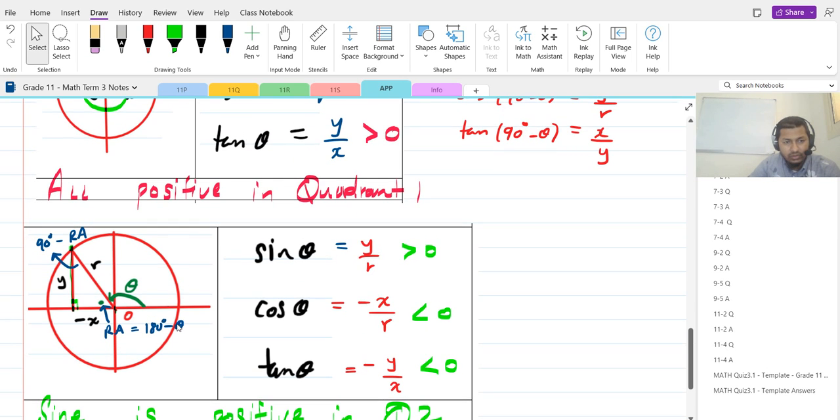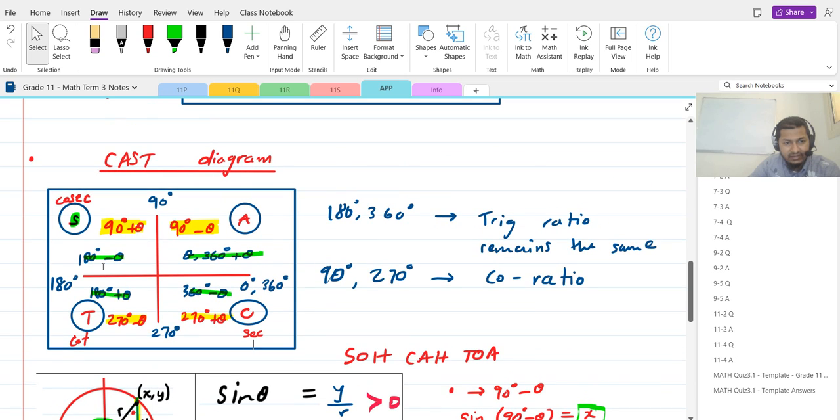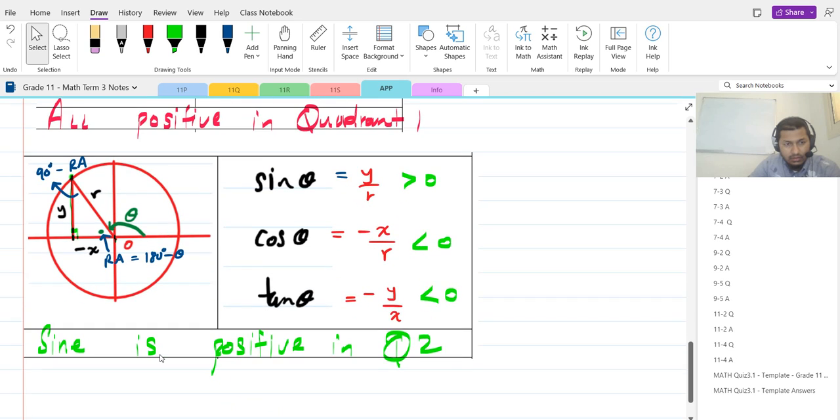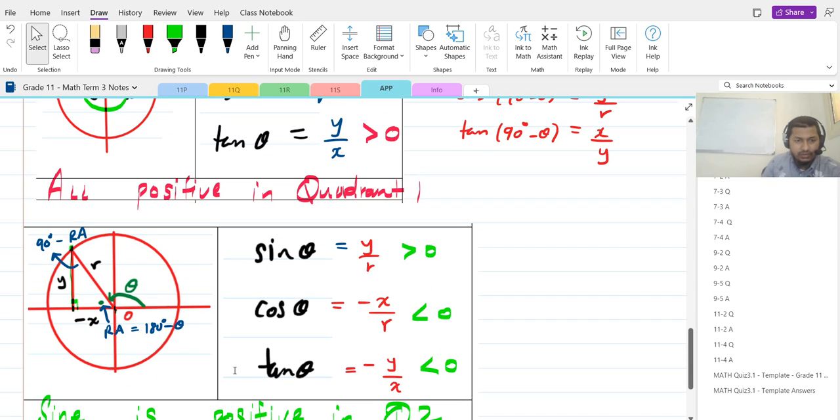Now if you're looking at the 90 degrees, obviously you are at 90 degrees here, and if you're going in this direction, you're adding theta. That's the reason why we call this angle 90 degrees plus theta, because we're going forward in this direction. That's 90 degrees. We will do more of those in co-ratios.